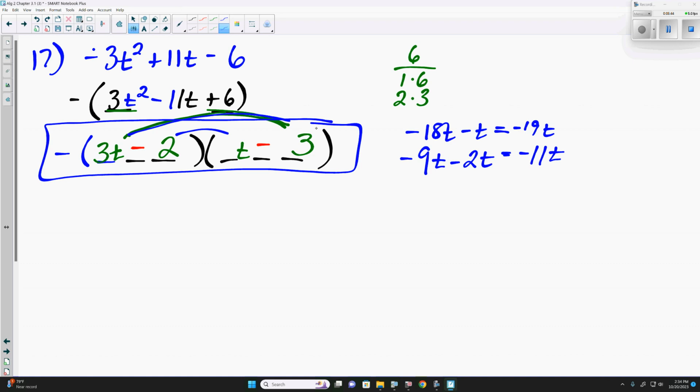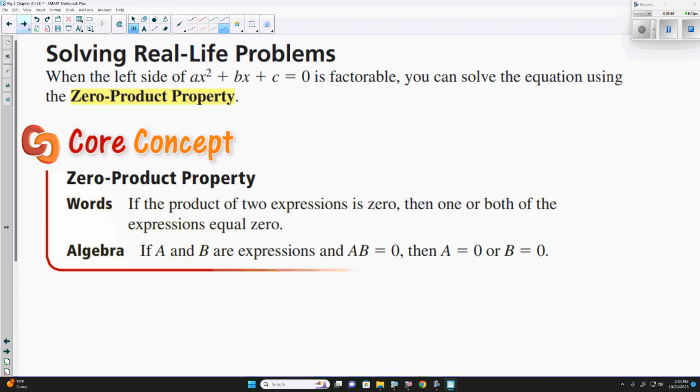Questions on this here? We're going to start solving by factoring. We're going to solve these quadratics by factoring. Now, the main way we solve by factoring is something called the zero product property. The zero product property is not only used for quadratics, it's used in a lot of different areas, and it's very helpful. The definition of it is if the product of two expressions is 0, then one or both of the expressions is equal to 0.